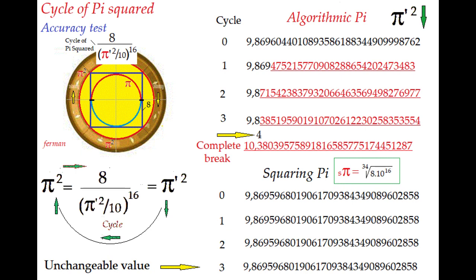Demonstration and testing. As we can see in the drawing, the effectiveness of this pi squared cycle is very high, since although the algorithmic pi currently used is very approximate, when we submit it to the pi squared cycle test, already by the fourth return to the cycle it is destroyed and out of the loop. And if we use only the approximate value of pi equals 3.14, the value of the cycle, pi^2, is destroyed in the first loop. On the other hand, the squaring pi remains intact, which from my point of view is a clear demonstration of its validity.